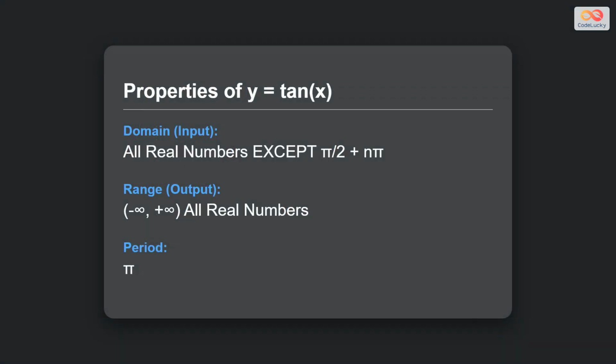To summarize, the domain of tangent is all real numbers except for the asymptotes at pi over 2 plus n pi. The range, however, is infinite. It goes from negative infinity to positive infinity. And remember, the period is just pi.